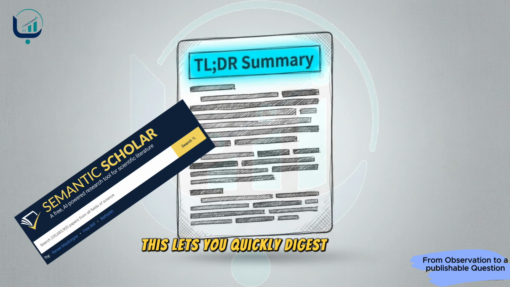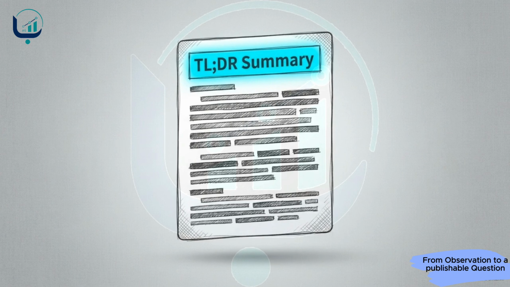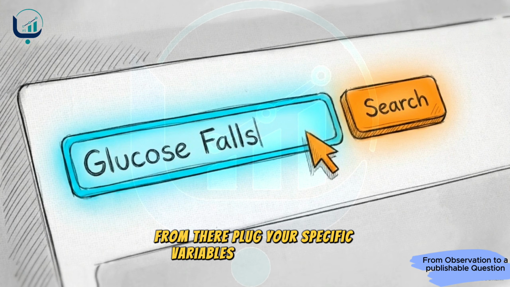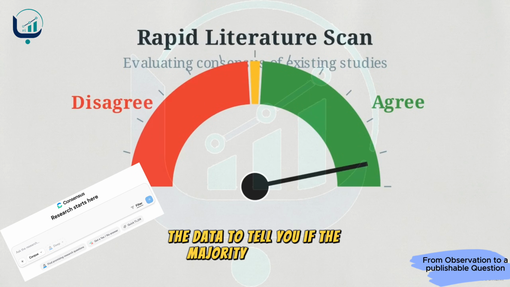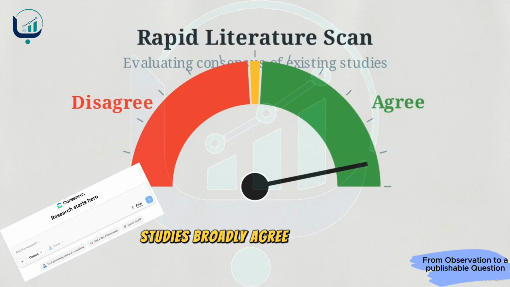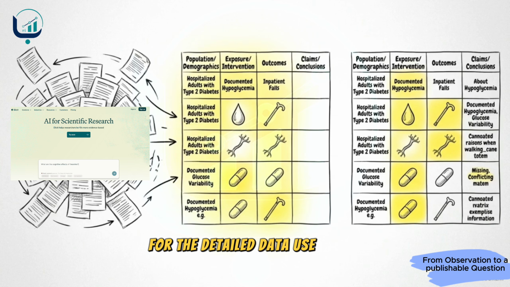Next, search Semantic Scholar. This lets you quickly digest short, accurate summaries of highly cited studies without getting bogged down in the full text. From there, plug your specific variables into Consensus. It aggregates the data to tell you if the majority of existing studies broadly agree or disagree on a given point.